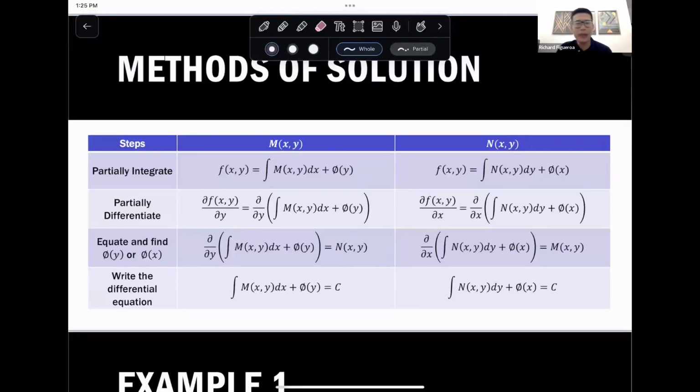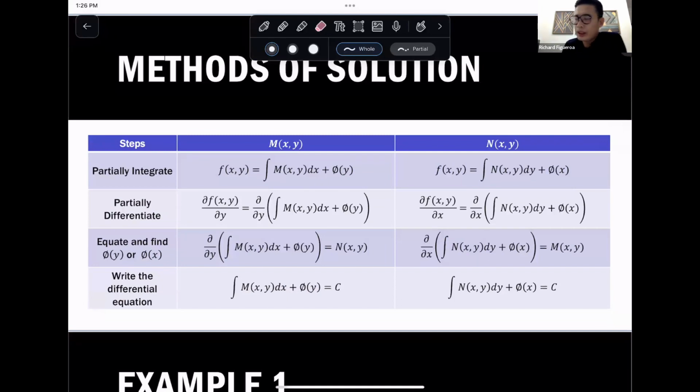So going back, you can choose either a function m of xy or n of xy. It's up to you. Usually, what you choose is whichever is easier to integrate. So alin ang mas madaling integrate, that's the one that we're going to choose. Regardless of which you choose, you will arrive at the same answer.